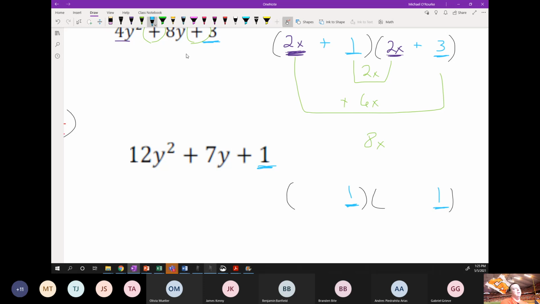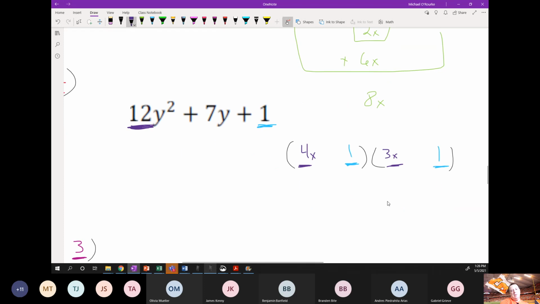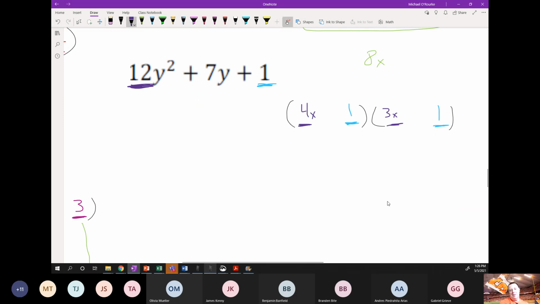Okay. Now let's work here. These two numbers here have to multiply to make 12. 4 and 3. Is that what you want to put in there, Kovacs? So 4x and 3x. 6 and 2 didn't work.